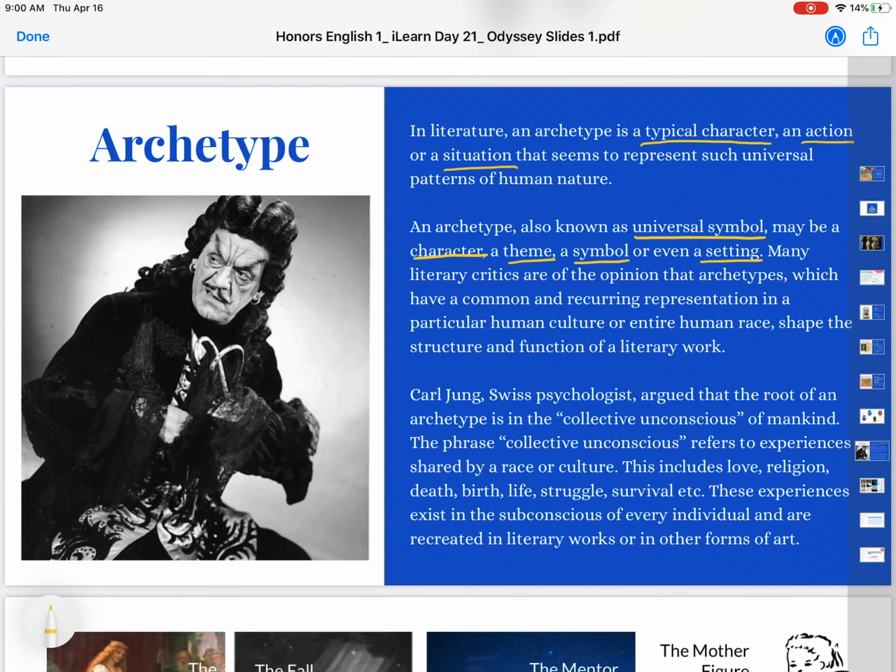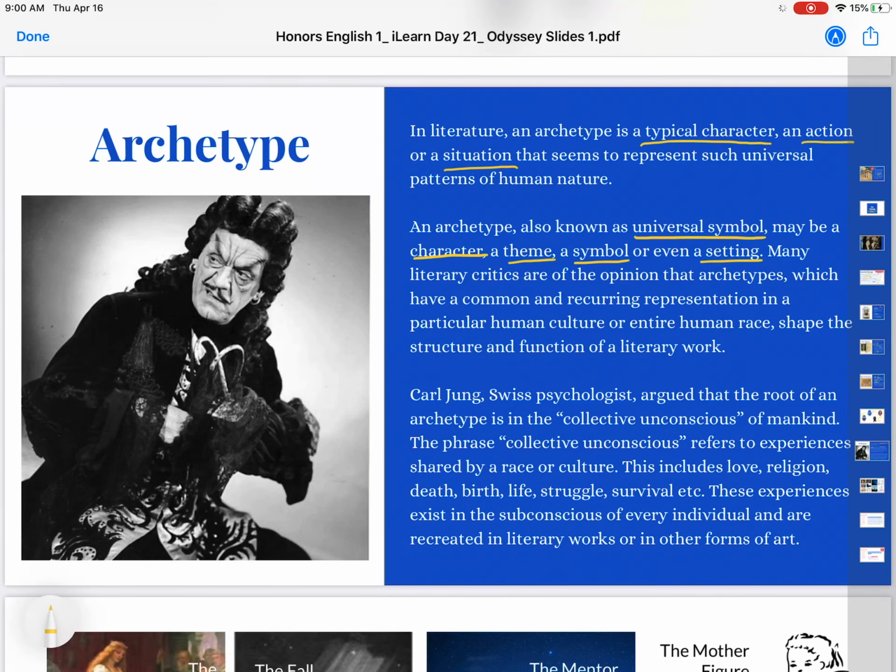Many literary critics are of the opinion that archetypes, which have a common and recurring representation in a particular human culture or the entire human race, shape the structure and function of a literary work. Carl Jung, a Swiss psychologist, argued that the root of an archetype is in the collective unconscious of mankind. This phrase, collective unconscious, refers to experiences shared by a race or a culture. This includes love, religion, death, birth, life, struggle, survival, etc. These experiences exist in the subconscious of every individual and are recreated in literary works or in other forms of art.